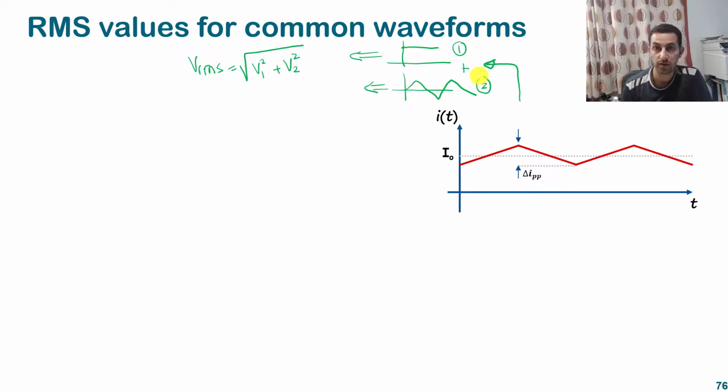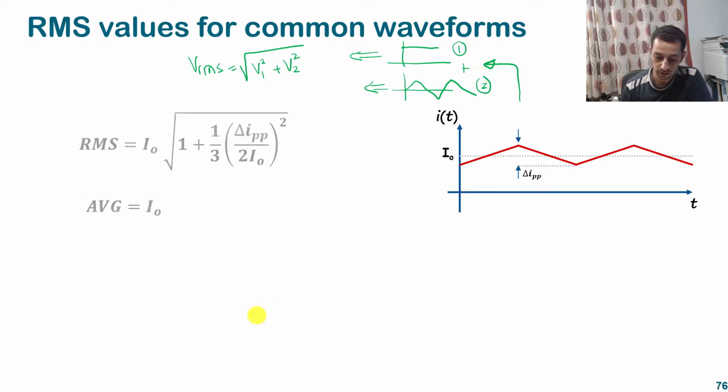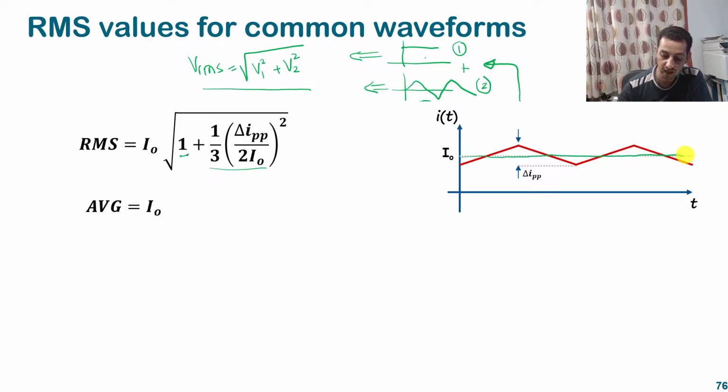By this way we can get the RMS value for the equation, which is I naught squared, that portion is from the DC portion, and that portion is from the triangle portion. You can prove it by just applying this rule. And for the I average, we have I naught here. The average of the DC signal is I naught, and the average for this signal is 0, so it will be I naught.